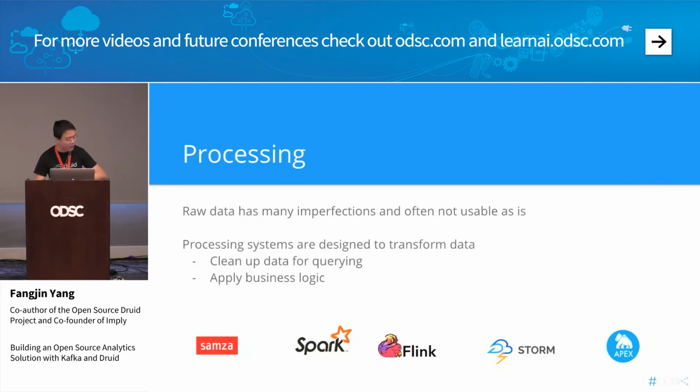So you basically want to apply additional business logic to your raw data, or clean up that data such that it's generally better for querying. Today, there's many popular open source systems that are designed to do stream processing. Flink is one that I see is very popular nowadays within a number of different organizations. Spark Streaming is another stream processor. There's Apache Samza, and then there's Storm and Apex and many others as well.